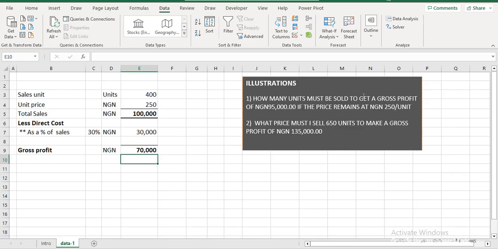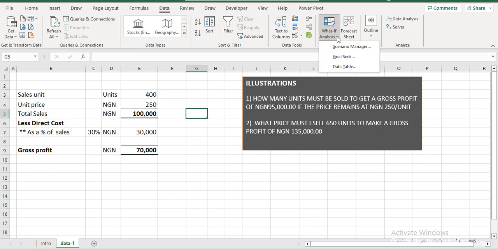But let's look at our illustrations here. How many units must be sold to get a gross profit of 95,000 if the price remains at 250 Naira per unit? We mean the price will remain. This is going to change to 95,000. So this value will change to 95,000. All I will need to change now is the amount of units to be sold to achieve this level of profit. Now mathematicians can actually use the change of subject formula to arrive at that, but Excel has actually made this much easier for us.